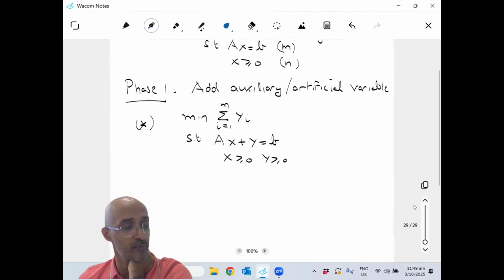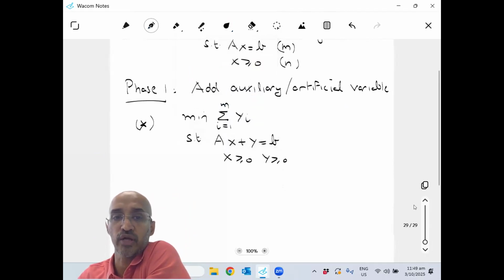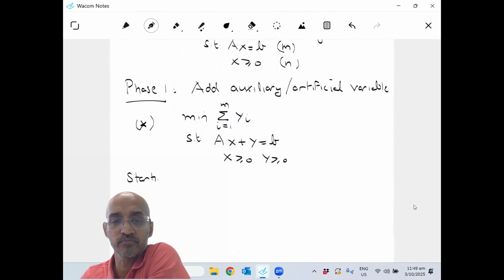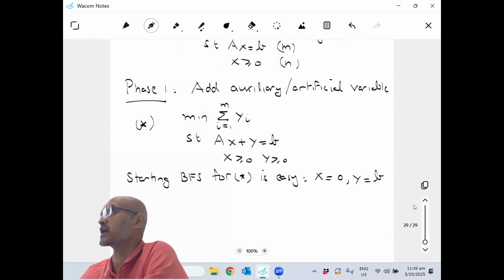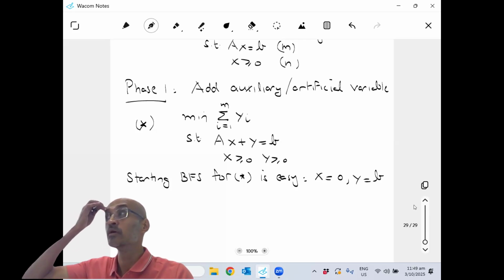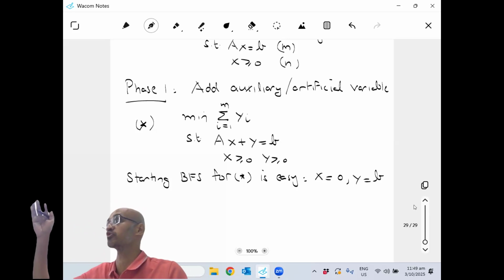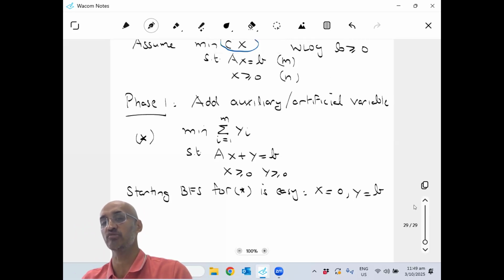Now for this LP, a BFS is easy to find. So the starting BFS for LP star is easy. What is it? Put x equal to 0, set y equal to b, and b is non-negative, so y is non-negative. So it's a basic feasible solution for this problem, right? An easy basic feasible solution. Now, what do I want to do? I actually want to find a basic feasible solution for the original LP, for the feasible points, right?